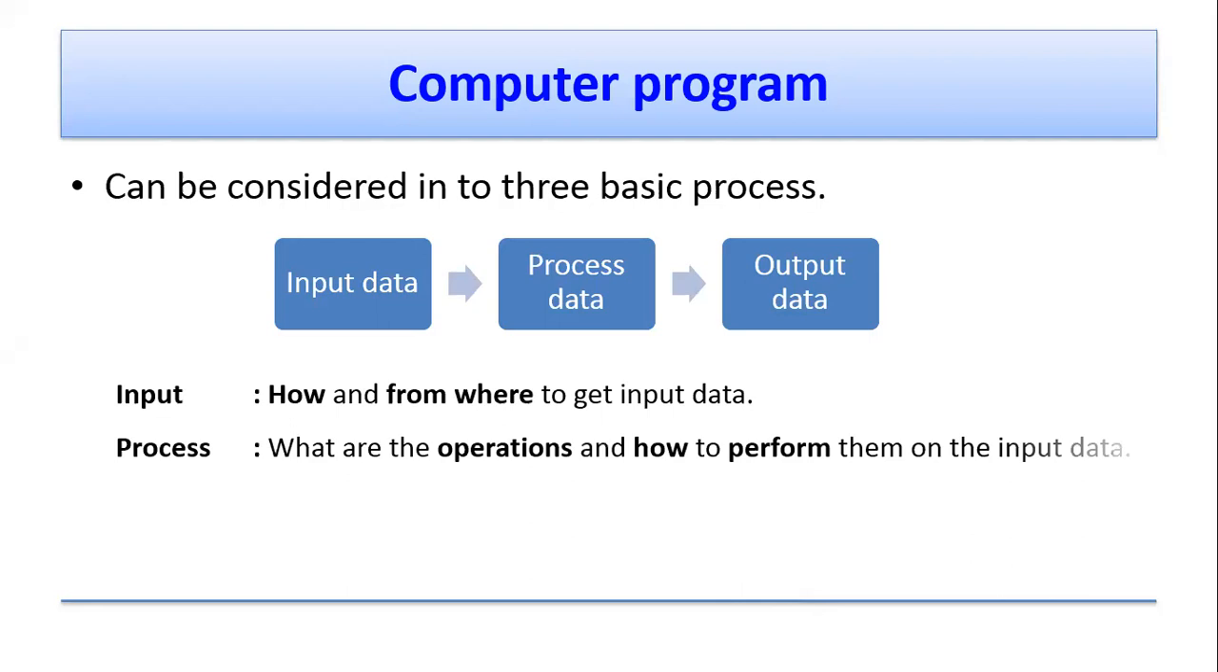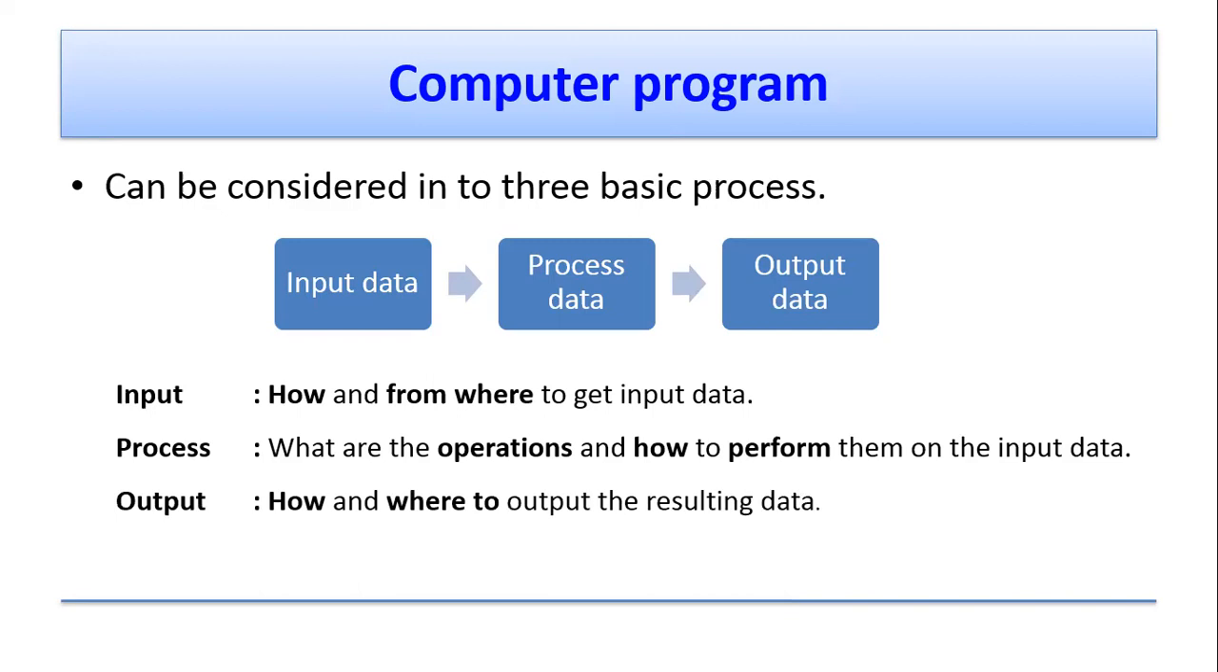The process means what are the operations. Actually, a process means a set of operations. So what are the operations and how to perform them on the input data? Output means how and where to output the resulting data. So when you do the outputs, we have to consider how and where to output the resulting data. And for input, we have to consider how and from where to get the input data.